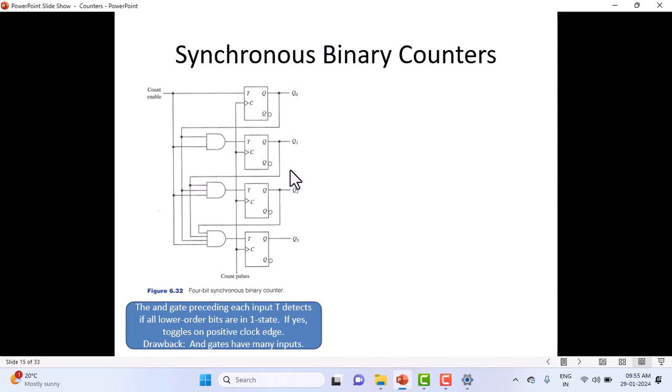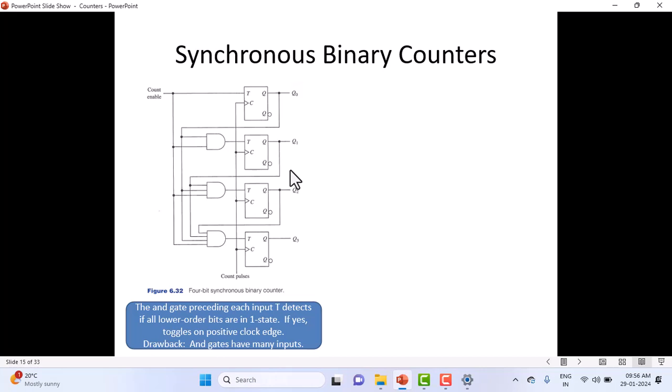Count enable is just like a main switch. Once you turn on this, what will happen? And this is also required, right? This is like a heartbeat, the count pulse. When I say heartbeat, there is a rise, spike and downs, right? Clock is like a square wave. This will keep on coming in the square wave.